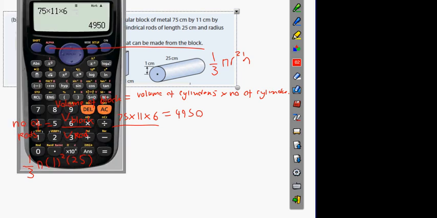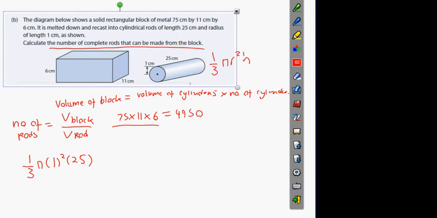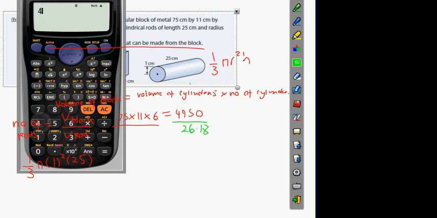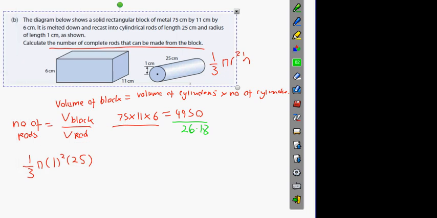So once again, a third pi r squared h. What is r squared? 1 squared, multiplied by 25. There you go. 25 over 3 pi, or 26.18, let's call it 26.18 when we round it up. So 4,950 all divided by 26.18 equals, and then we're going to press this button. We're talking about 189 rods. Okay, so 189 rods for that one.